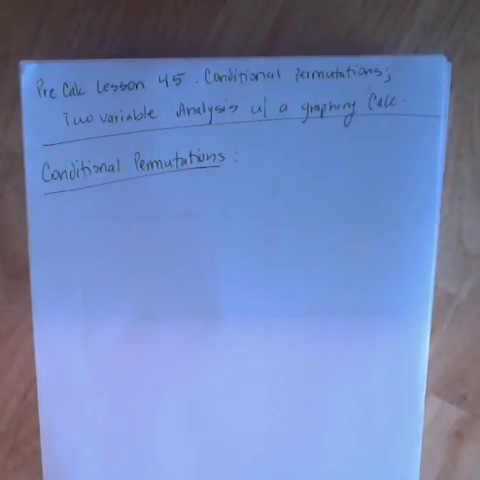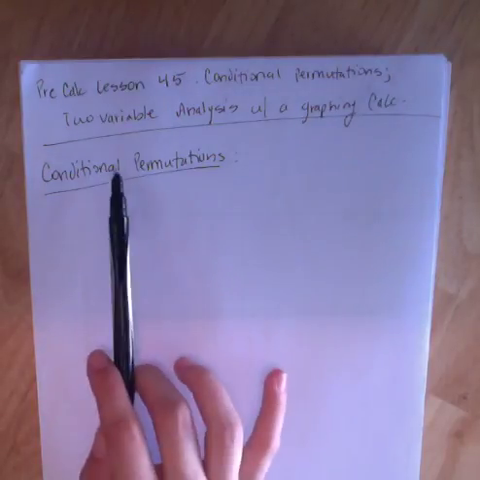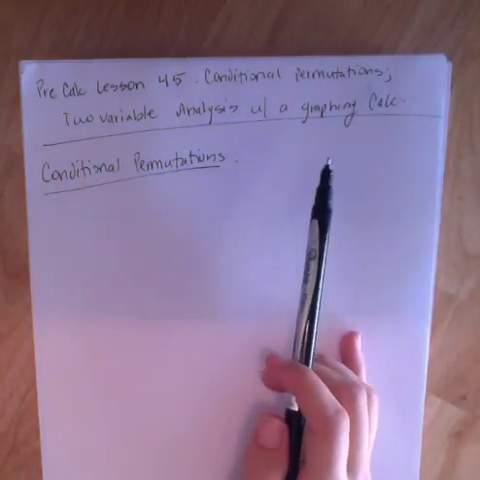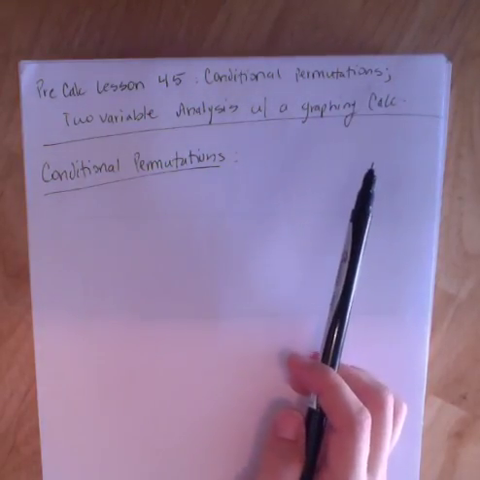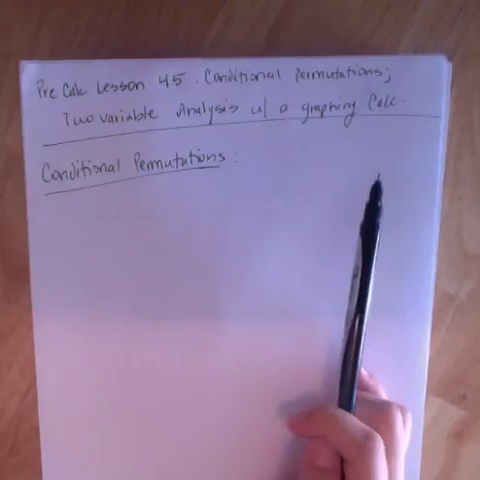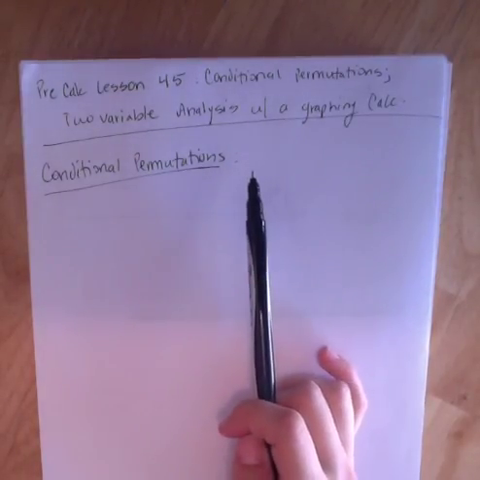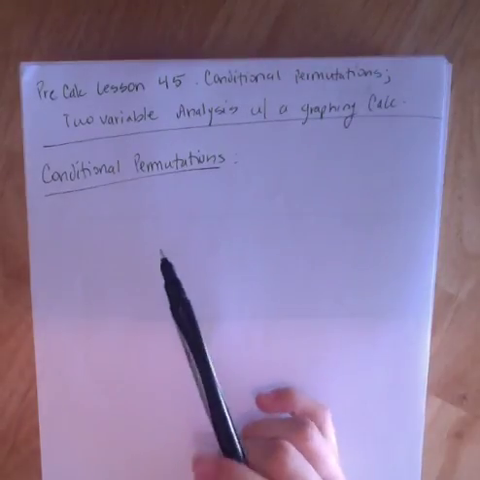Hello everyone. Today we are going to do Pre-Calc Lesson 45, Conditional Permutations and Two Variable Analysis with a Graphing Calculator. This is when it becomes extremely important that you have a graphing calculator and you know how to use it. I'm going to demonstrate with a TI-83 today. I will give out a handout that will help you guys if you have a different calculator.